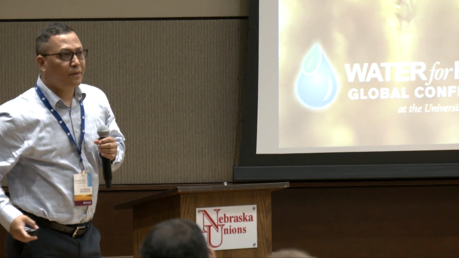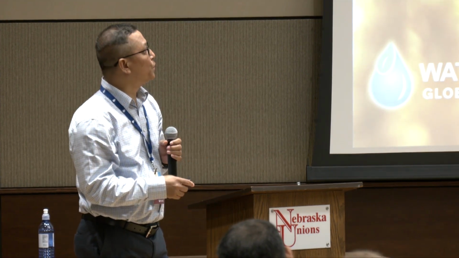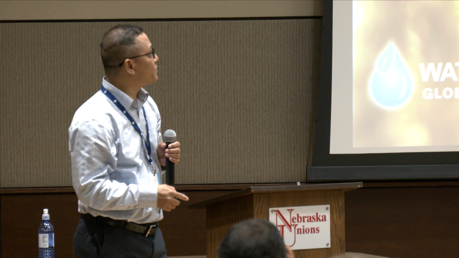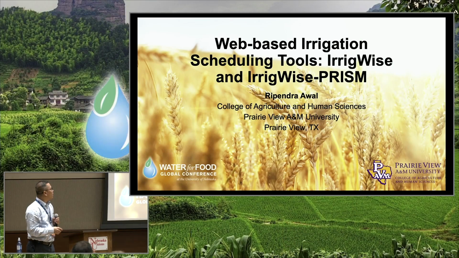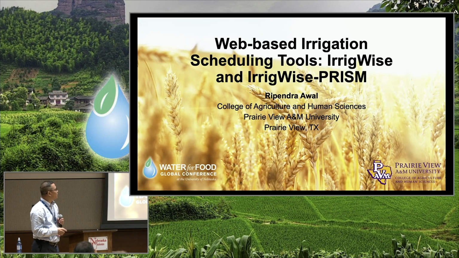Good morning, everyone. Today I will discuss these two simple models for irrigation scheduling. One is Irrigation, another one is Irrigation Prism. This one is a web-based tool. In this Irrigation, we use observed weather station data, and in Irrigation Prism, we use gridded climate data. The main difference is the weather data, everything else is similar.